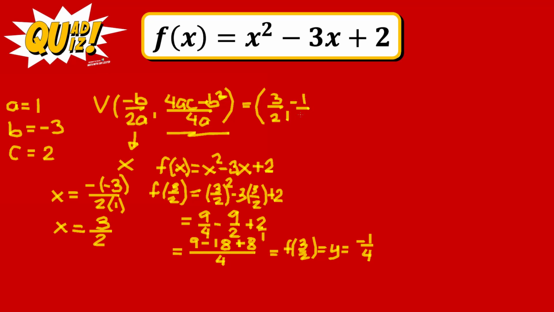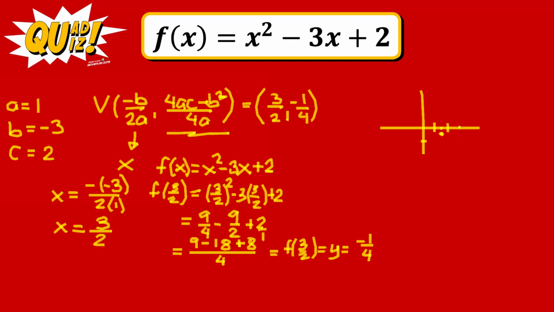If you're going to plot this in your Cartesian plane, 3 halves is 1 and 1/2. So if this is 1, that's 2, so you will have 3 halves here. And if this is 1, you have negative 1/4 somewhere here. This is your vertex. Now this vertex again is where the graph changes its direction. We are done with the vertex.